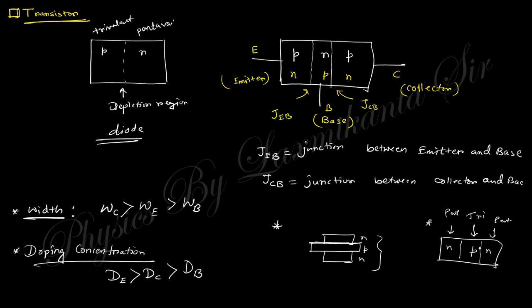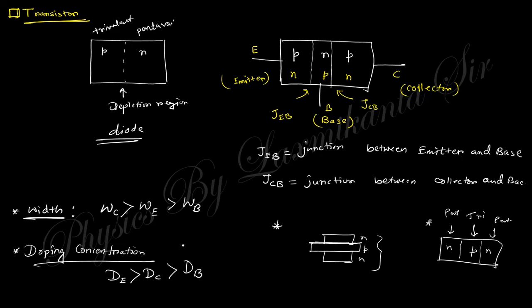So there are different fabrication methods for the transistor, and the basic thing is that there are three terminals: emitter, collector, base. The collector width is larger than the emitter width, then the base width, and the doping concentration of the emitter is greatest, followed by the collector and the base. Okay, these two are the main fundamental contributions to the transistor.